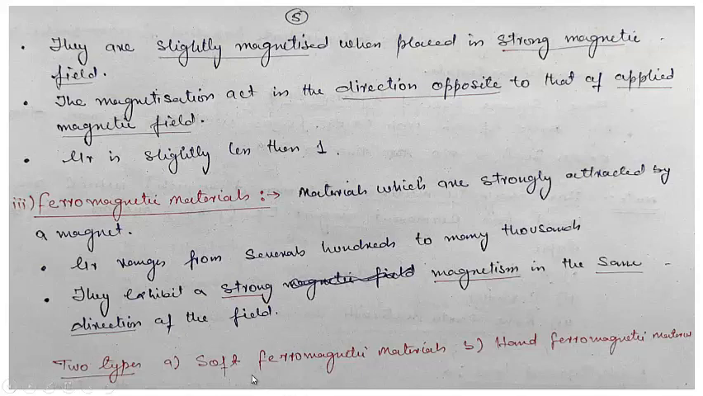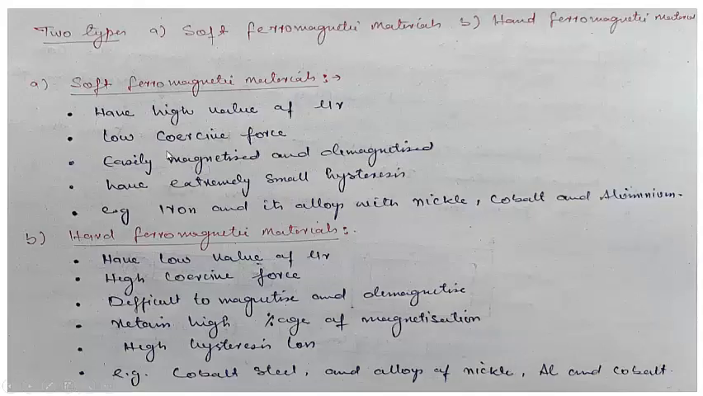There are two types of ferromagnetic material. One is soft ferromagnetic material, and the other is hard ferromagnetic material. The soft magnetic material has a high value of μr. It has low coercive force. That means we require less current to decrease the residual magnetic field to zero. They are easily magnetized and demagnetized. That's why this low coercive force is there. There is an extremely small hysteresis. When low coercive force is there, the hysteresis loop will be very small. For example, iron and its alloys with nickel, cobalt, and aluminum.